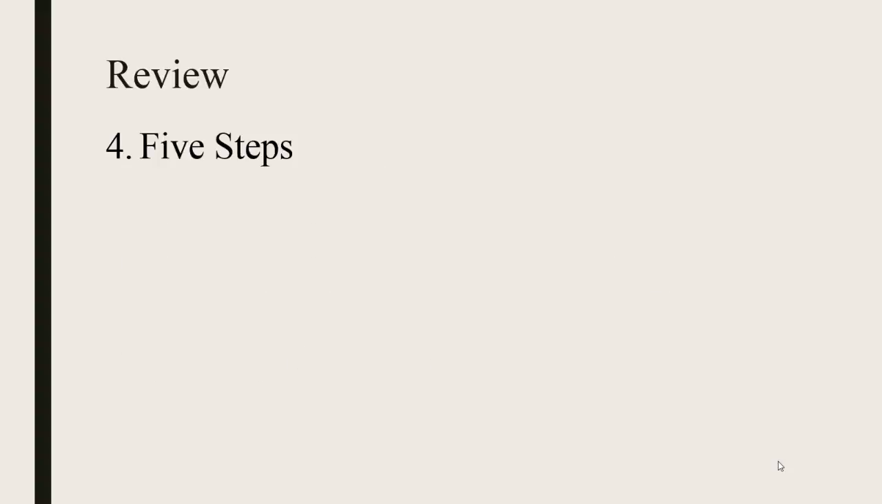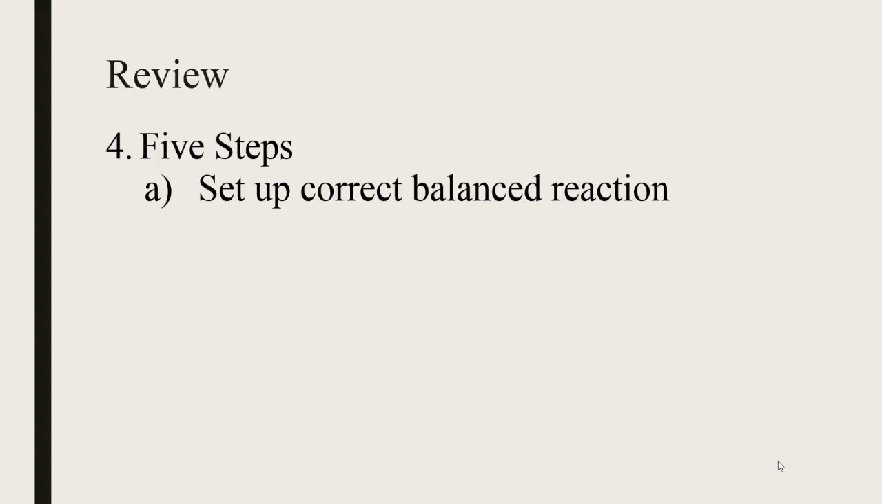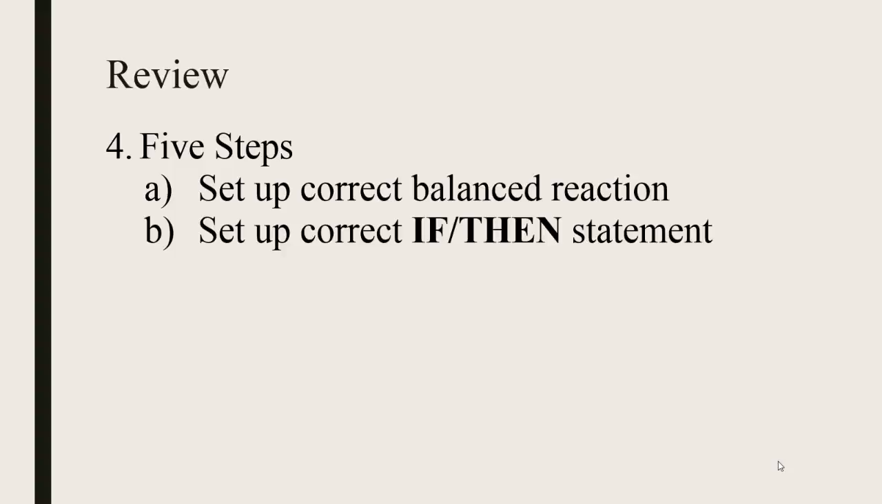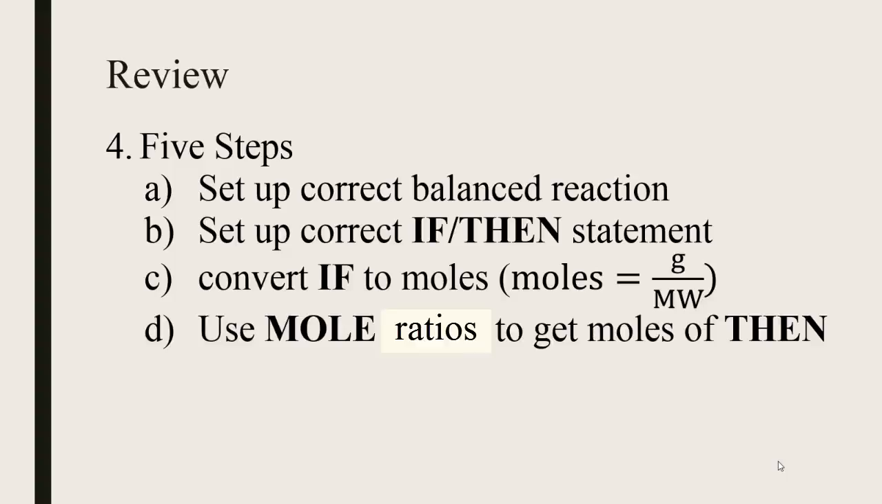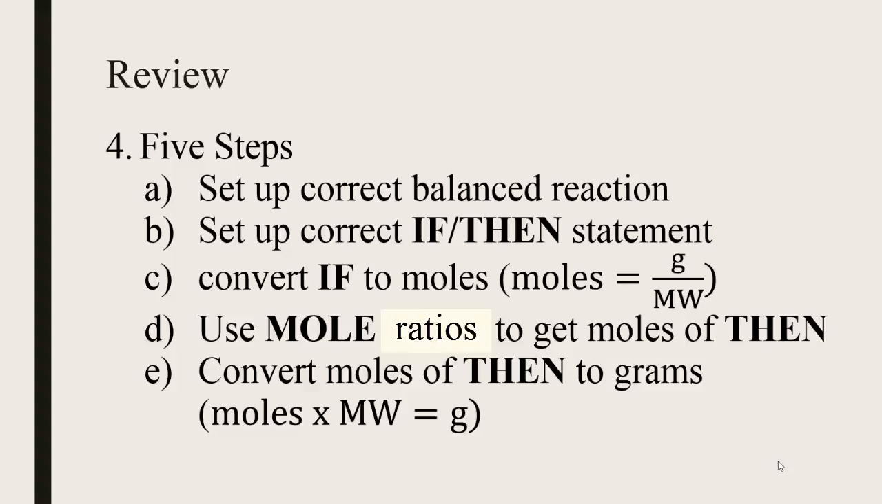The 5 steps are: set up the correct balanced reaction, set up the correct if-then statement, convert if to moles using the moles equals grams divided by molecular weight, use mole ratios to get moles of then, convert moles of then to grams using moles times molecular weight equals grams, and you're done.